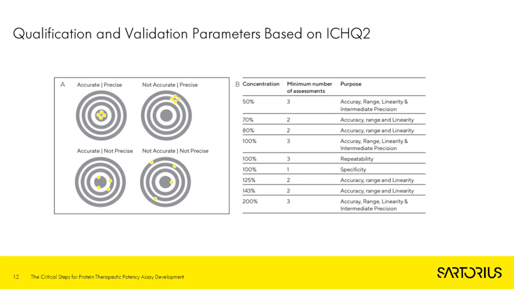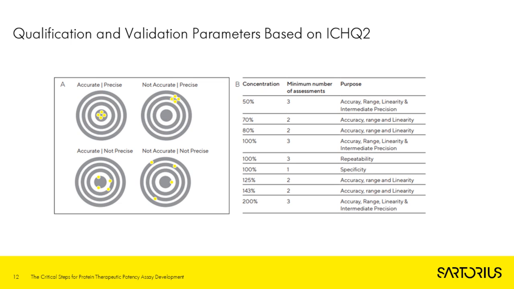Assess the dilutional linearity, so that's the assay's ability to produce results which are proportional to the concentration of the sample. And the range, so what's the upper and lower concentrations of sample for which we can demonstrate the required accuracy, precision and linearity. And as we said before, a validated assay would also have the robustness assessment carried out as well prior to the validation study.